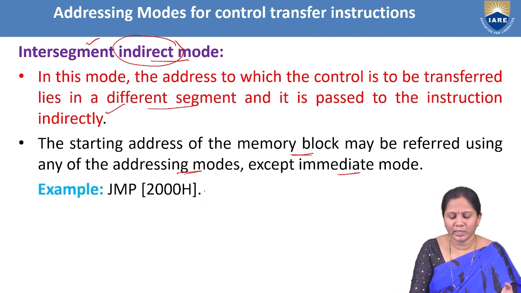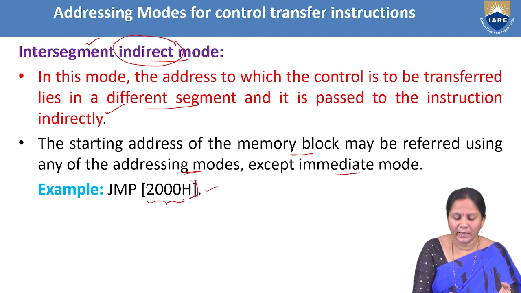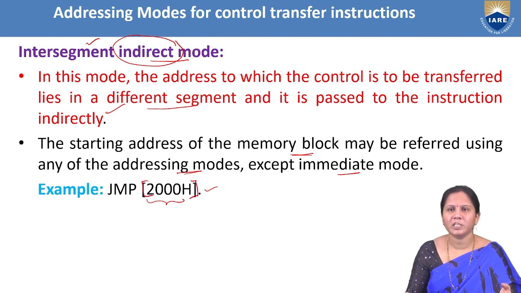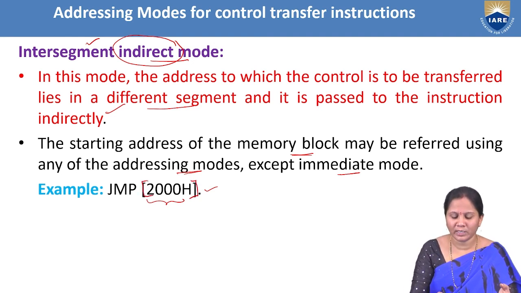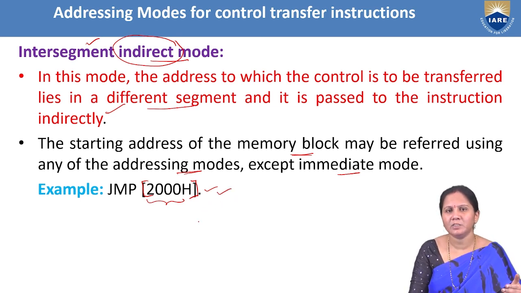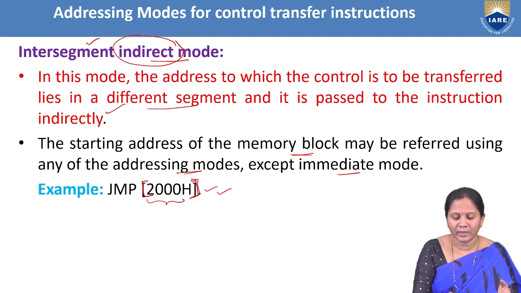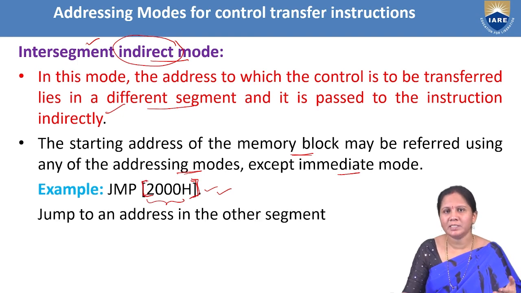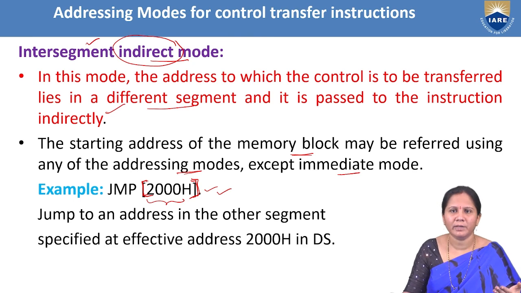So here, this JMP 2000H, this 2000H is the address, but it is specified indirectly. That is why this address is the intersegment address. That means this address is the place where the control has to move to some other segment, but it is specified in the indirect manner. So when this instruction is executed, it is going to jump to the address in the other segment.